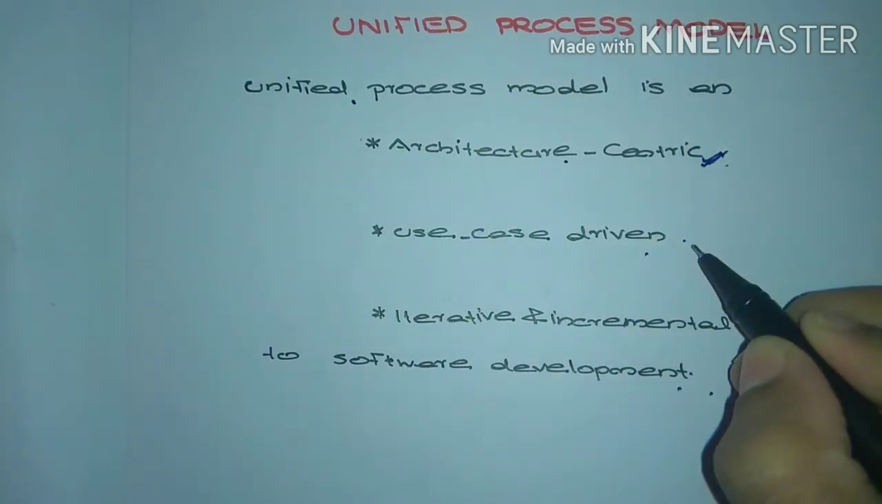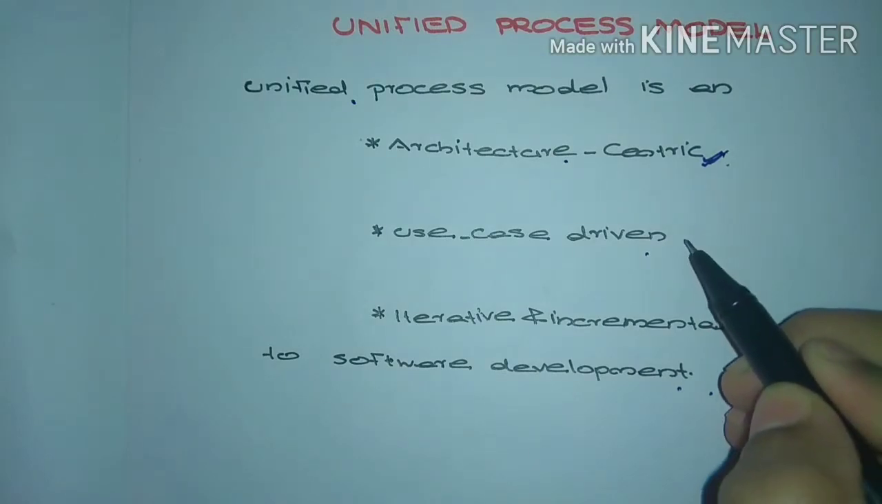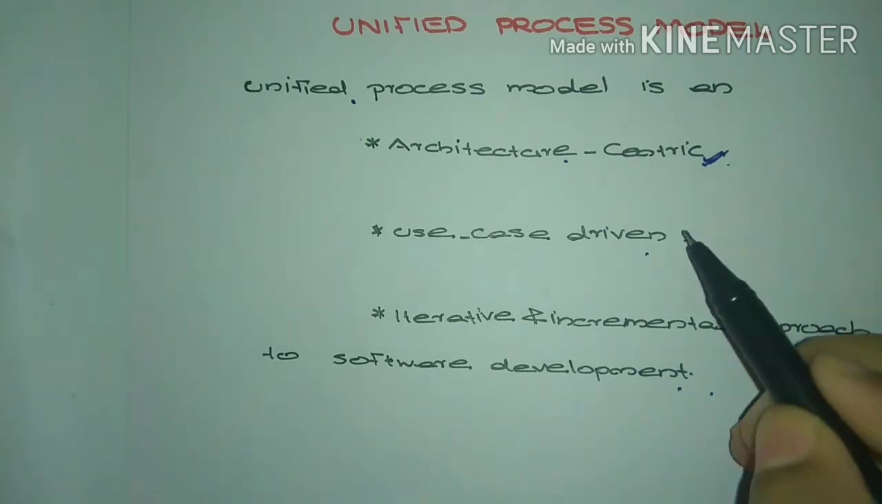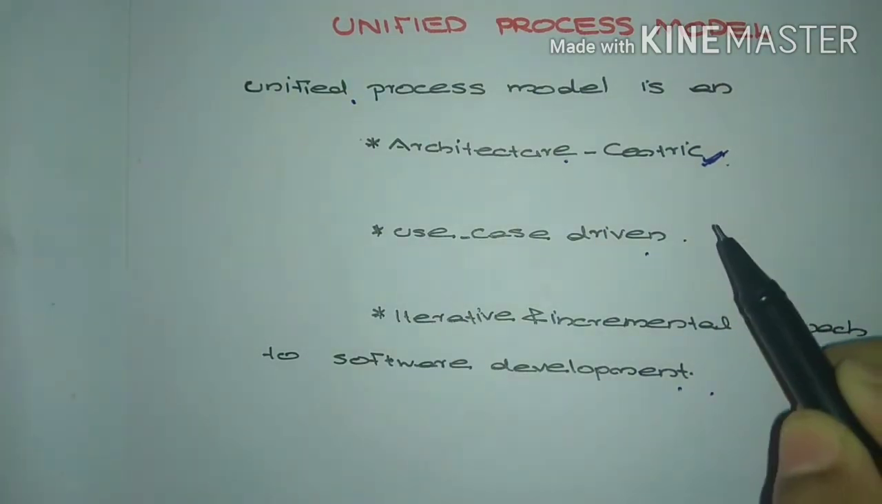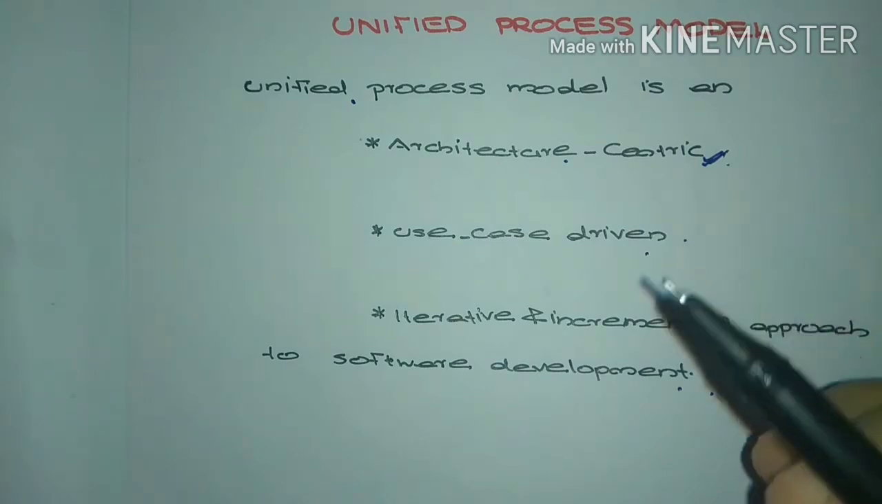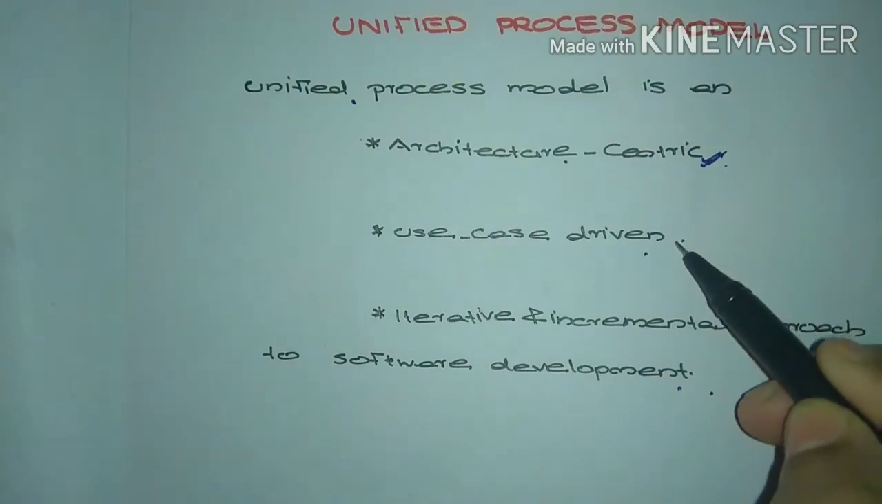The next one is use case driven. So what is use case driven? A use case defines the interaction between two or more entities. It describes the interaction between the customer and the system, resulting in a specific output or a measurable return. So after the interaction, we will get an output or a measurable return. That is what use case driven means.